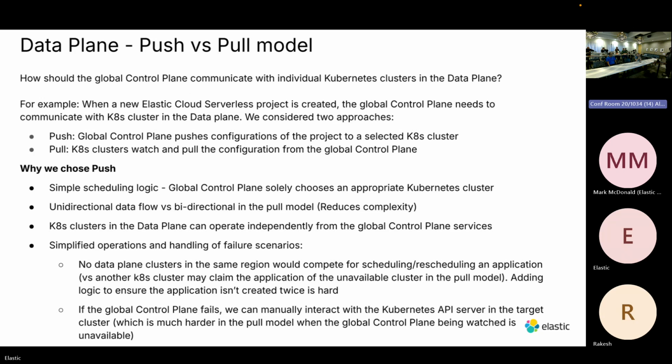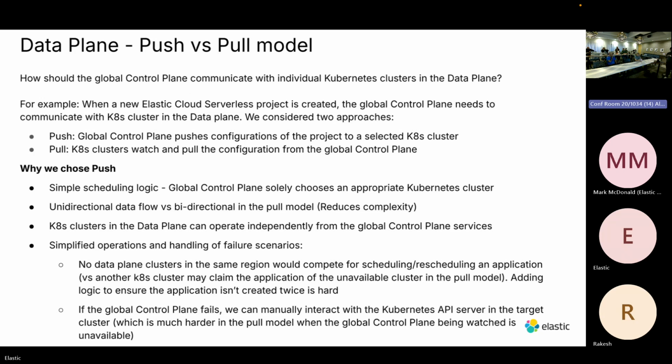With the push, you would realize that there's a one-way communication happening from the global control plane to the actual data plane. But in pull, you would have a bidirectional communication because the data plane would keep on communicating with the global control plane to find out if there are any changes or not, right? So that's a much bigger complexity that is introduced in the pull model, right?